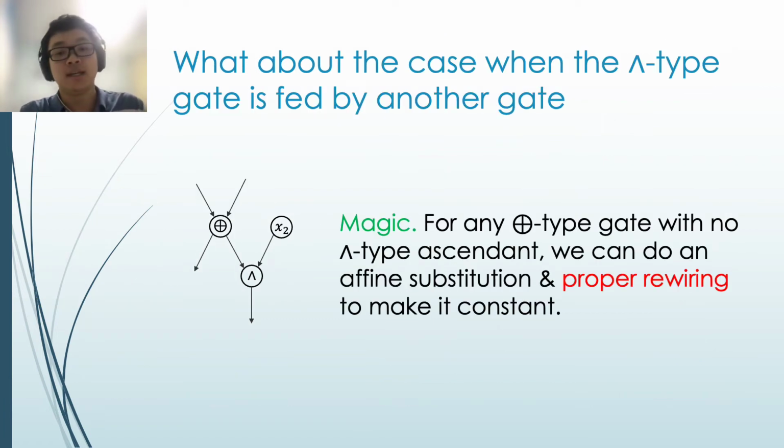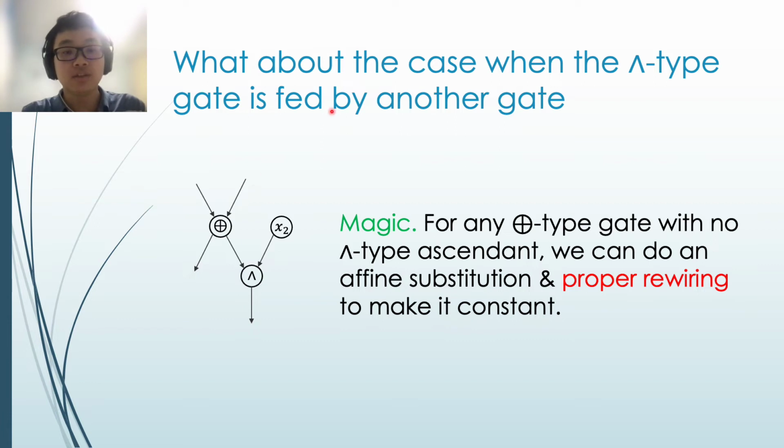In the previous slide, we only considered substituting to a variable, but we can't do so if the n-type gate is fed by some XOR type gate. Fortunately, this can still be done with some effort, but here we do not go into the details, so let's take it as a magic. That is, for an XOR type gate with no n-type ascendant, we can somehow do an Fn substitution and proper rewiring on the circuit to make it constant. And this does not increase the size of the circuit.